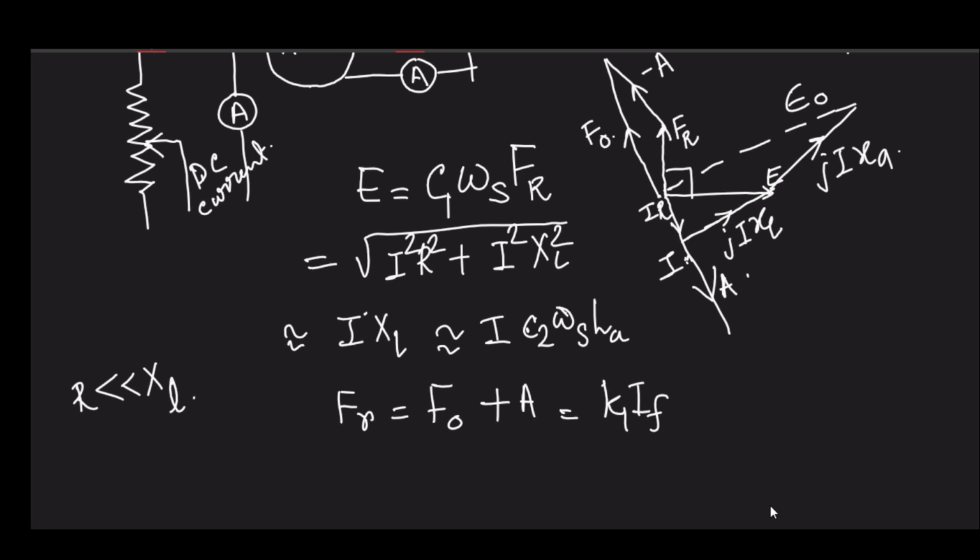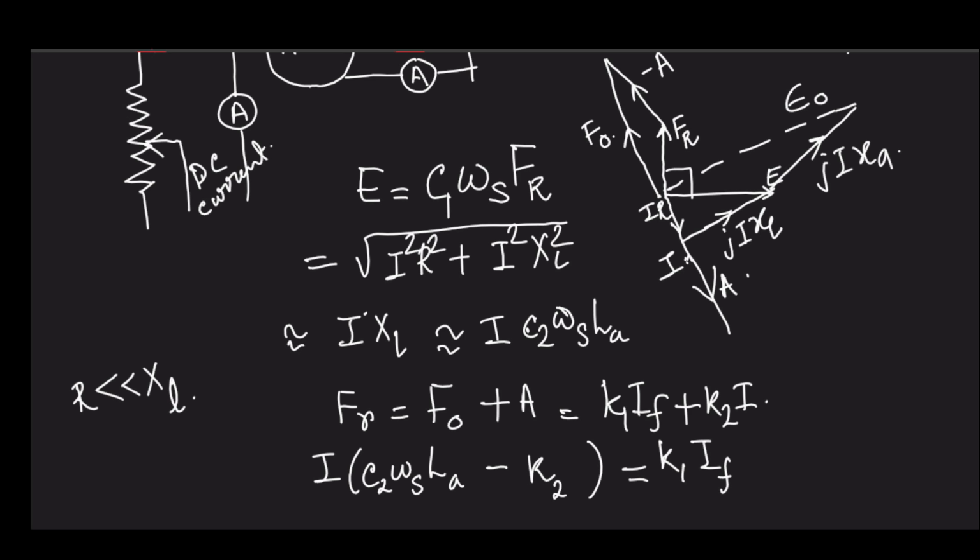Now, one more thing here to note, this derivation is not going to be very easy, to be very honest, because your armature reaction mainly comprises of the inductive part of your circuit. So undoubtedly we can write this like K2I, but if you consider it, let me make it very clear to you, that we can have I C2 omega S L A minus K2 is equal to K1 IF, right?